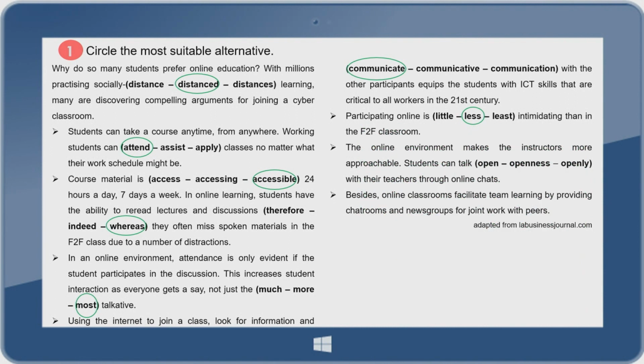The online environment makes the instructors more approachable. Students can talk with their teachers through online chats. Here we need to express the way or the manner students talk to their teachers. So we need an adverb form, and we get it by adding ly to the adjective. So, can talk openly with their teachers through online chats.